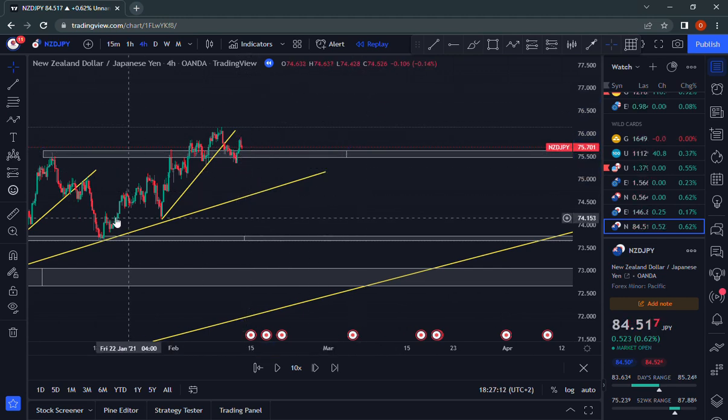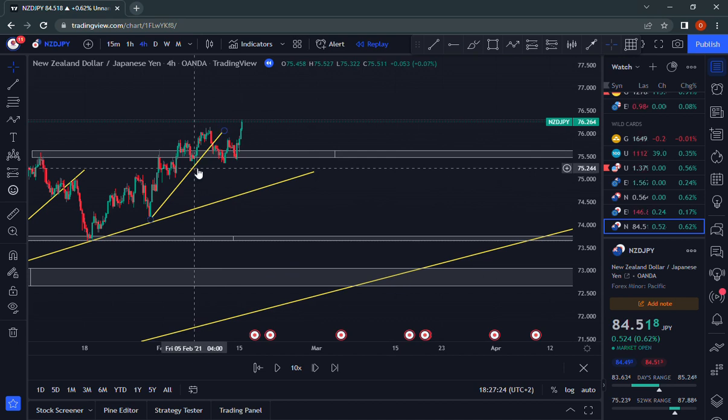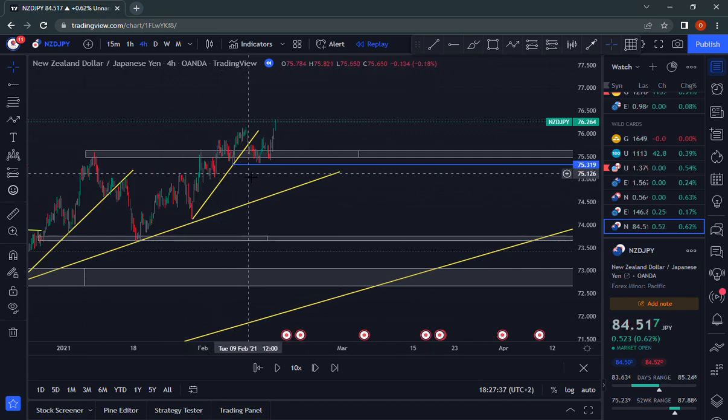So now let's just give it a play. Let me play here. So you see, we did not break here. We did not have an entry confirmation. Remember, we did not have an entry confirmation, because we never had a structure break right here. There's no structure break here.